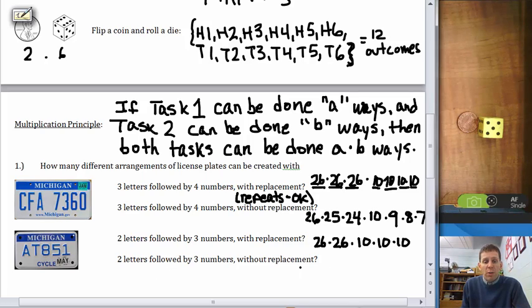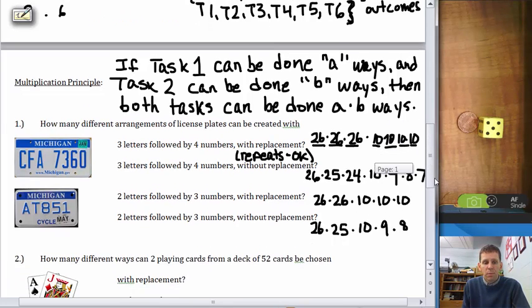For 2 letters followed by 3 numbers without replacement means repeats are bad. So you have 26 letters for the first letter. If you choose an A, you can't choose it for the second letter. That gives you 25 for the second choice. For your numbers, 10 choices for the first number. If you pick one, that gives you 9 numbers left to choose from for the second number. And if you pick a different number there, that gives you 8 numbers to pick from for the third number. If this was a homework assignment, I'd also expect you to crunch out what this is equal to, but I do expect you to show this work as well.